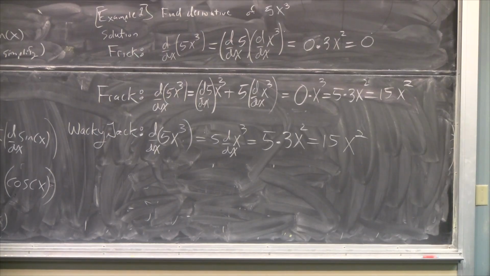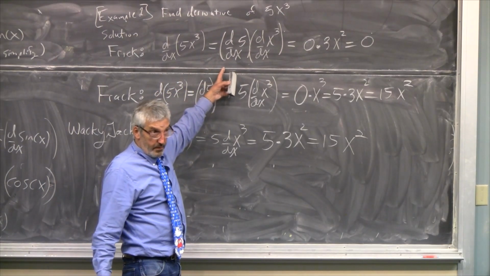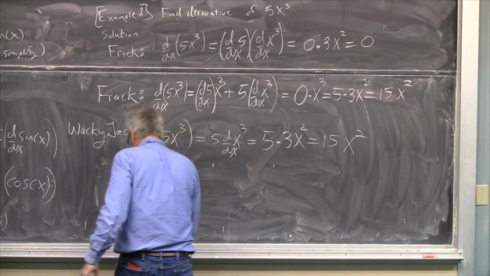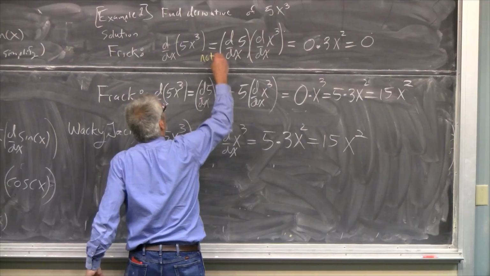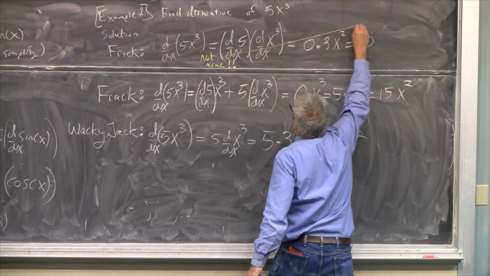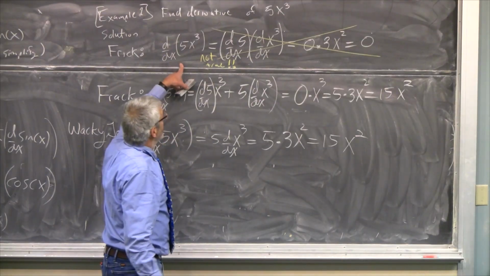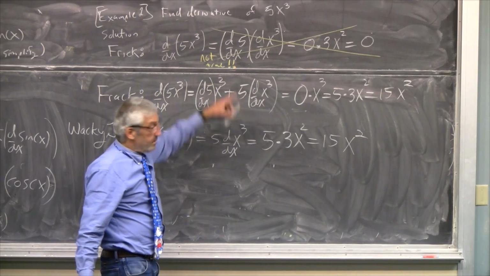They did the derivative of a product is the product of the derivatives. That's not the product rule. So it's not that Frick didn't do the product rule correctly. Frick just didn't do the product rule. This is not true. Again, the derivative of a product is not just the product of the derivatives.